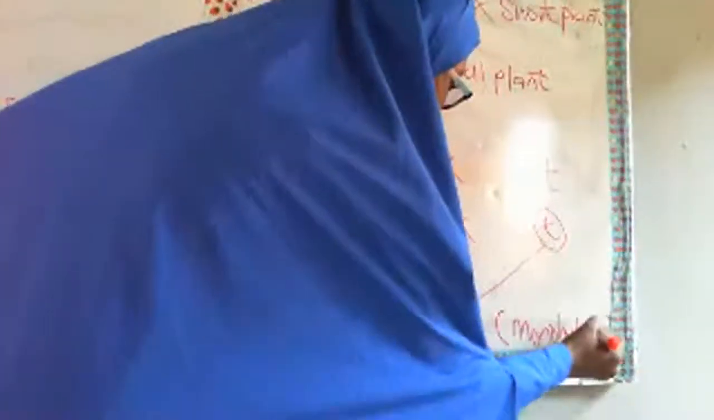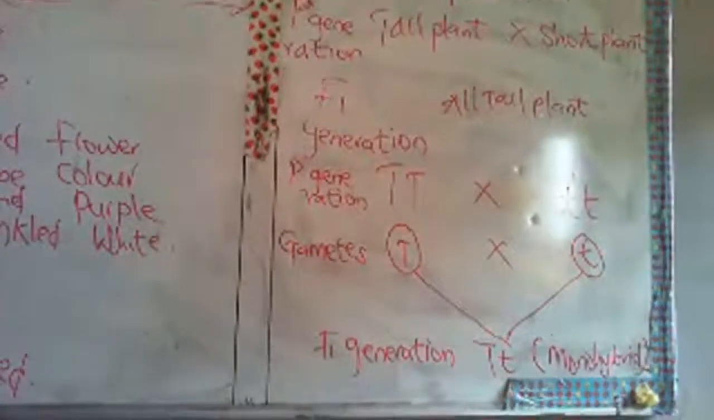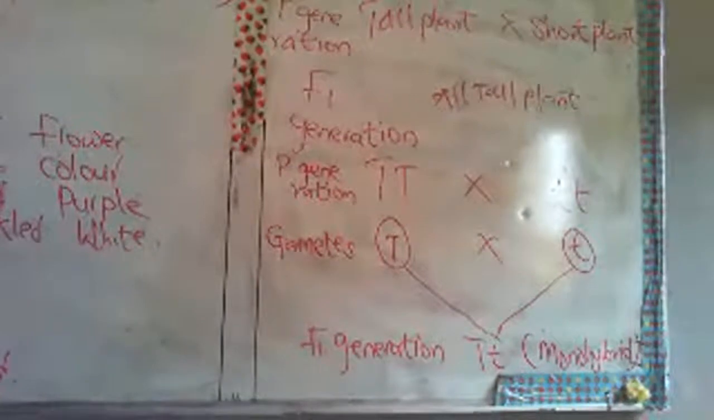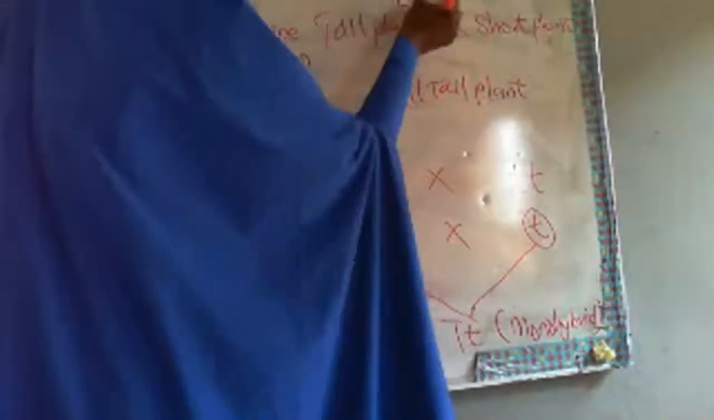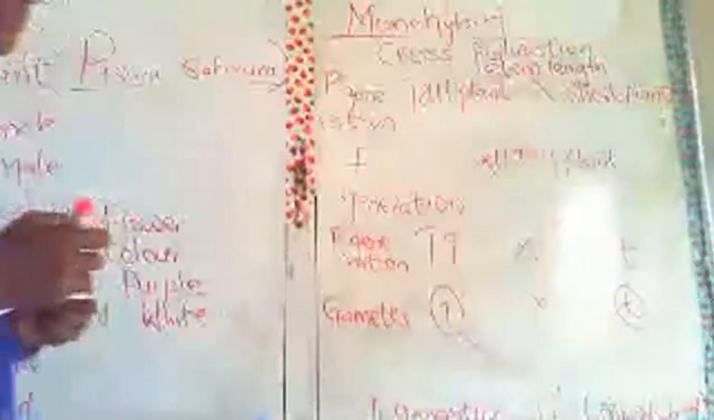Now, what is monohybrid? Monohybrid is a cross that involves only a single character. And what was the single character we were using? We are using stem length. The stem length may be either a tall or a short plant. Do you understand? So the stem length was the single character we were using for the word monohybrid. So monohybrid is a cross that involves only a single character.